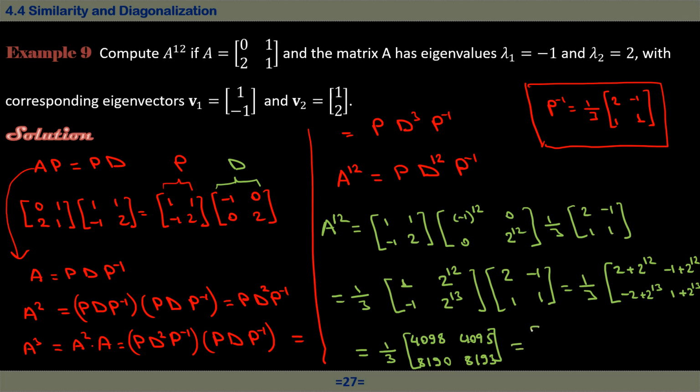Now we just divide these numbers. 4098 divided by 3 is 1366. And 4095 divided by 3 is equal to 1365. And 8190 divided by 3 is equal to 2730. And 8193 divided by 3 is equal to 2731. That is how we evaluate the power of A using this diagonalization method.